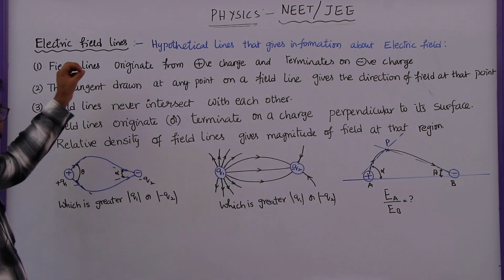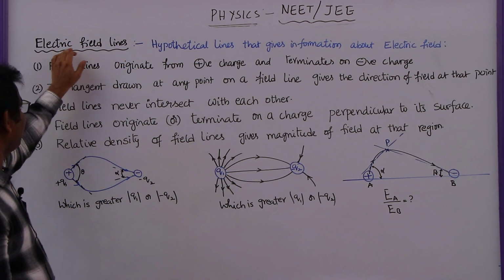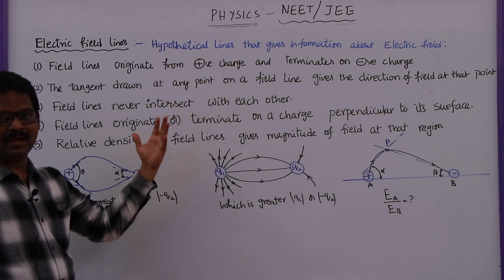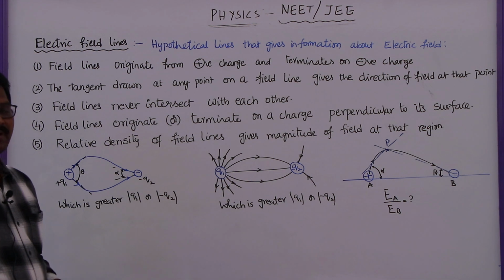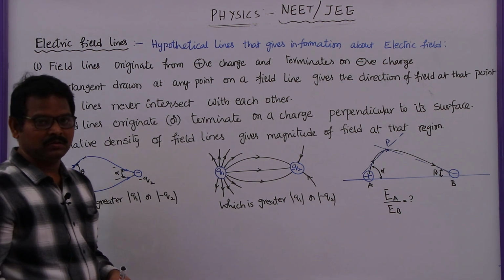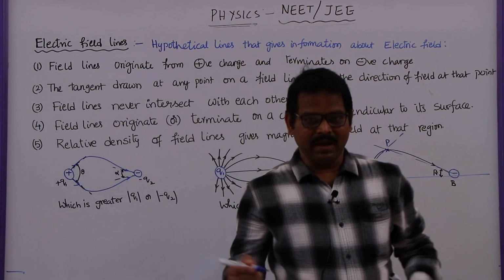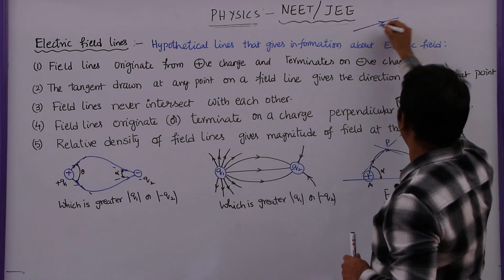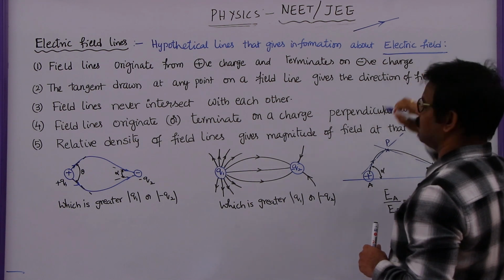Here we will discuss electric field lines. These are hypothetical lines, that is, imaginary lines, that give information about the electric field. That means these lines travel in such a way that they always indicate the electric field.